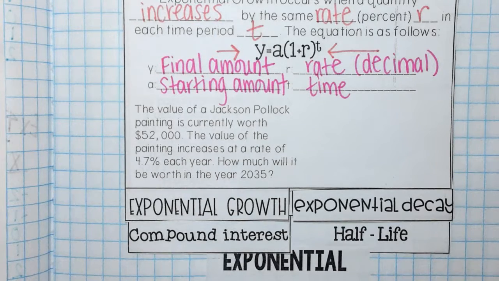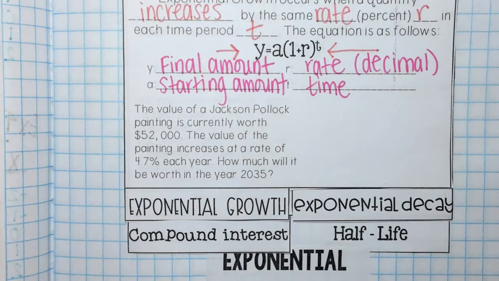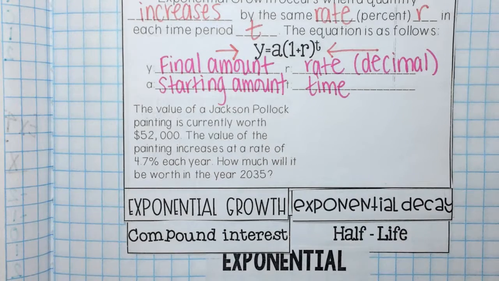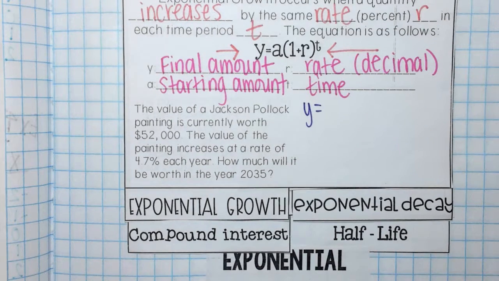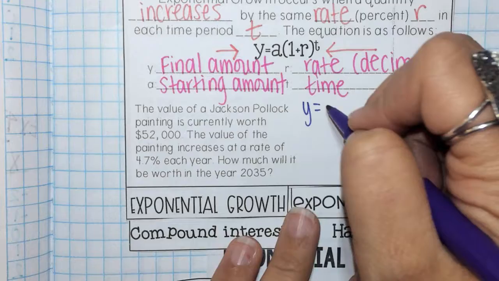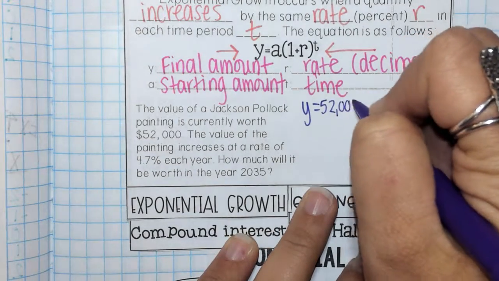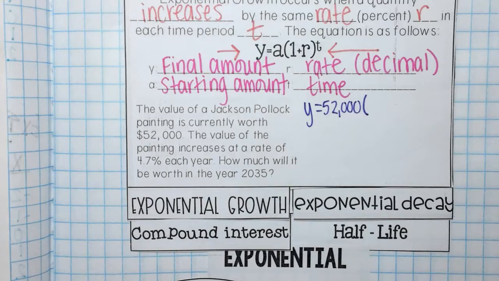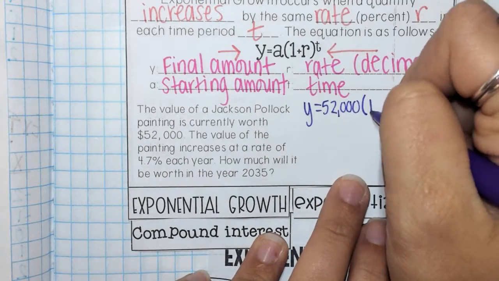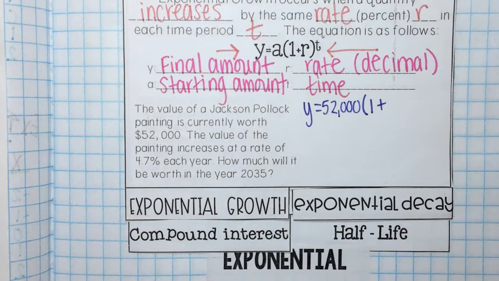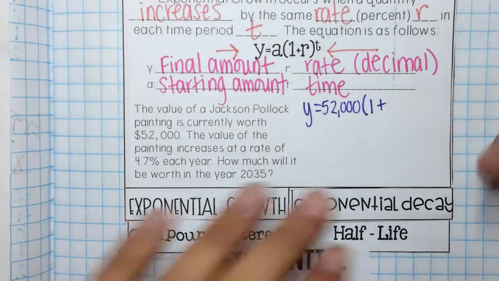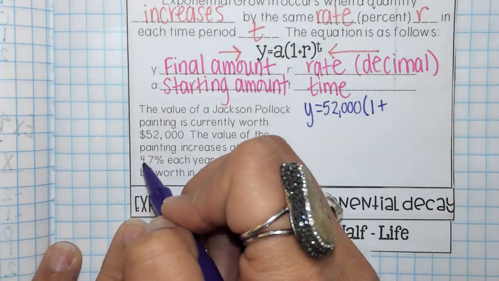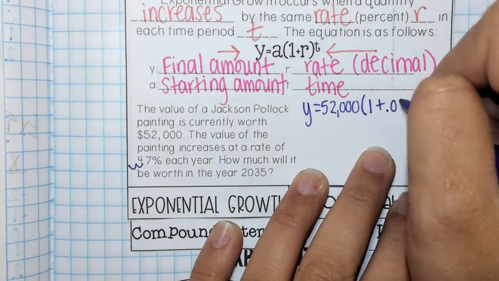So first what we need to do, we are going to plug in the information that we know. Now, do we know what Y is? We don't know what our final amount is, so we're just going to write Y equals. Do we know what our starting amount is, though? Yes. What is it? 52,000. So that's our A. Do you think that 1 is going to be there every time? Yes. It is 1 plus. Now, we have talked about percents before. You move it 2 decimal places. So if it's 4.7, you're going to move it 2 to the left, and it's going to be 0.047.